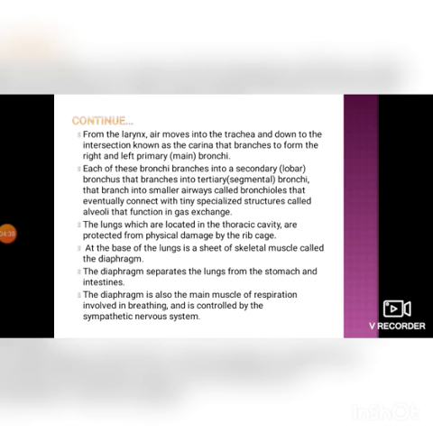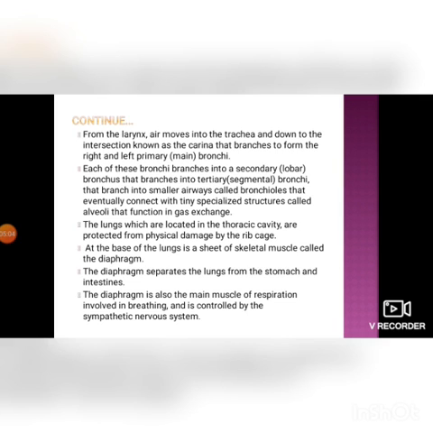From the larynx, air moves into the trachea and down to the intersection known as the carina, which branches into the right and left primary bronchi. Primary means main.